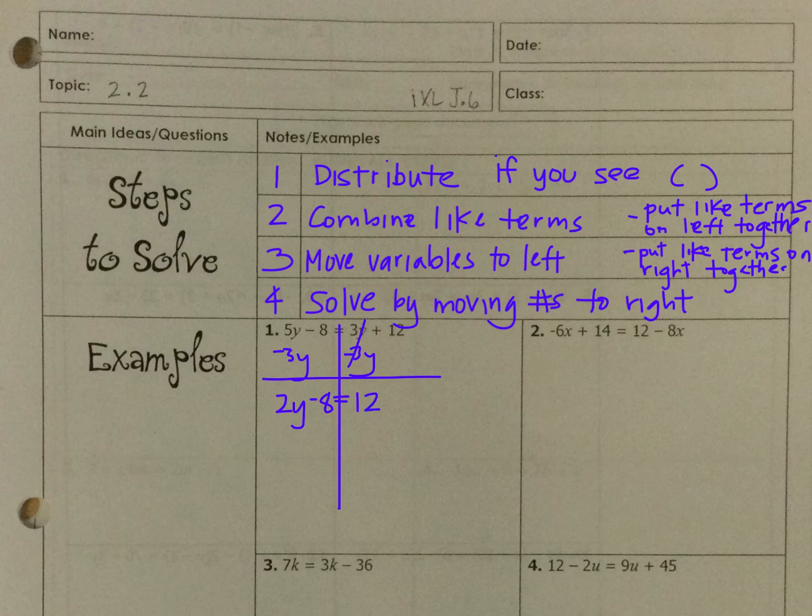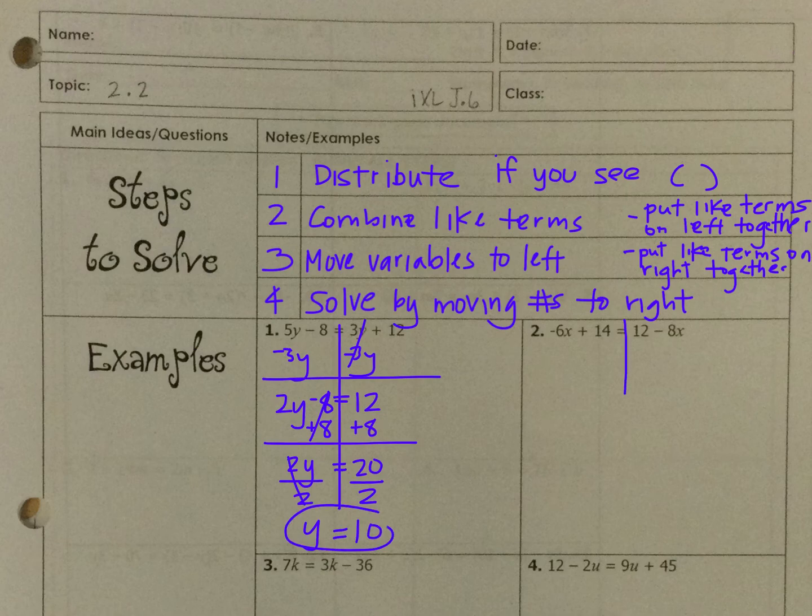All right, step 4, solve it by moving the numbers to the right. So the first thing I need to do is move the 8. 2y equals 20. Now I need to divide by 2. Y equals 10. And the problem is solved.